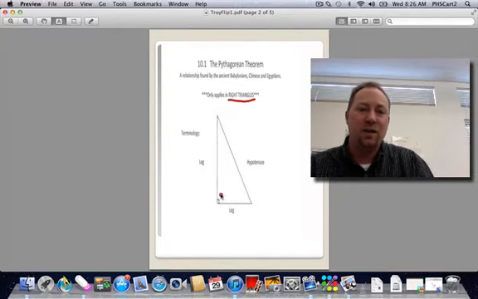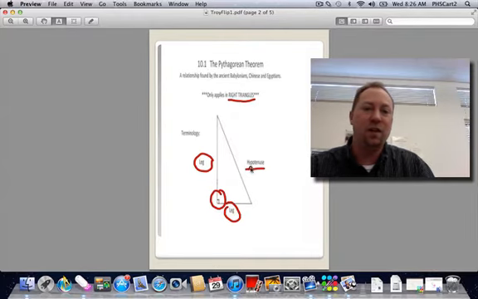Always identify where your right angle is. The two pieces that are making that up are going to be your legs, and then the one opposite of the 90-degree angle will always be your hypotenuse.